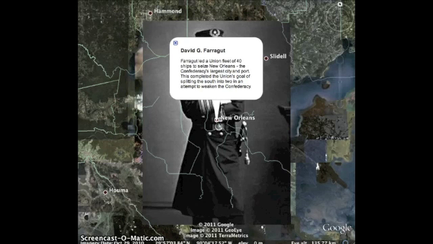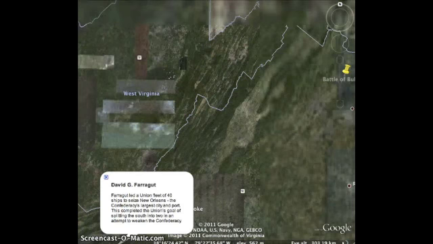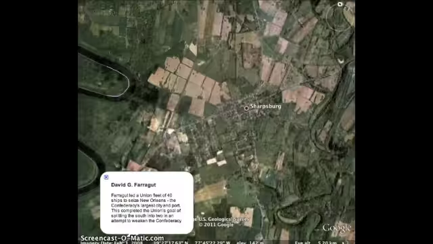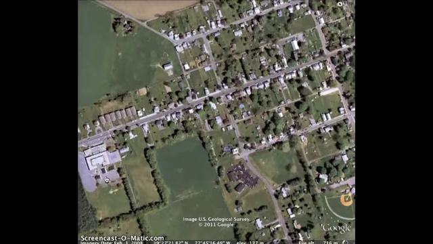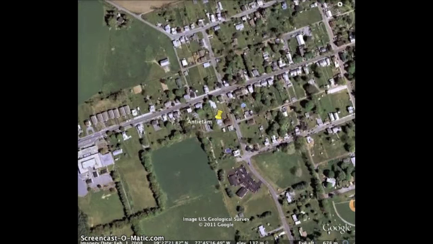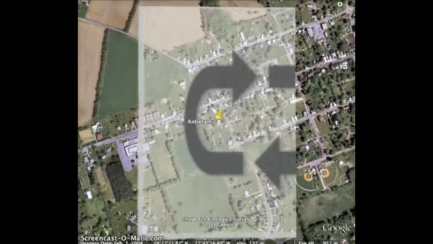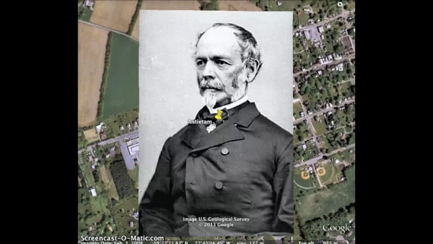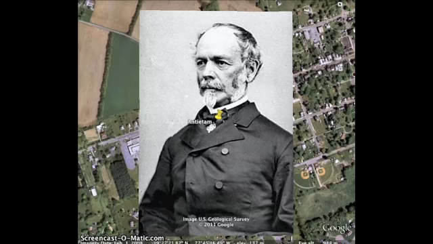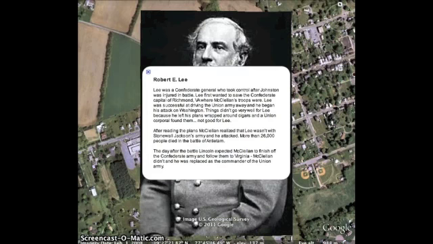So we see all these Union victories starting to happen, and then we go all the way to Antietam. And when we get to Antietam, we're going to look very, very briefly at a Confederate general named Joseph E. Johnston. The reason we're looking at him is because he paved the way into another important leader at this time, Robert E. Lee. Lee was a Confederate general who took control after Johnston was injured in battle.